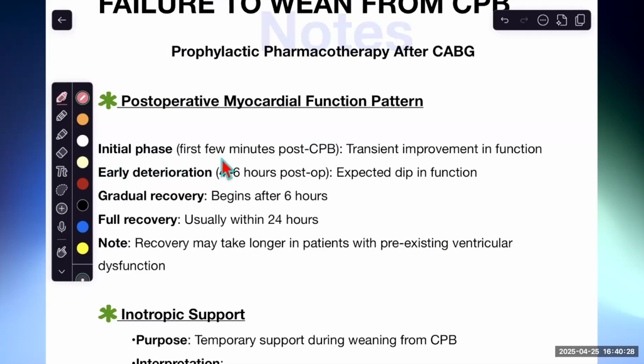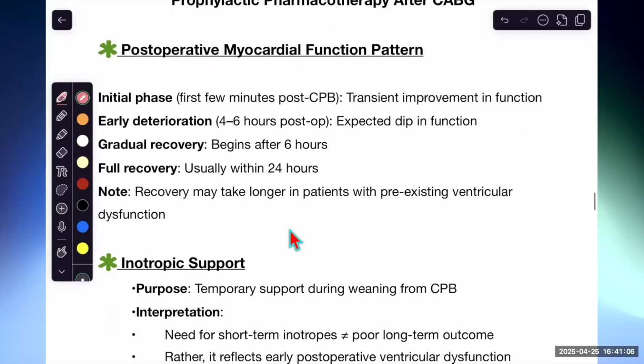After bypass, in the initial phase, the first few minutes post bypass, you have transient improvement in function. Then we have what we call the early deterioration. From 4 to 6 hours post-operative, expect a dip in function. Sometimes it's severe, sometimes it's very mild. But these are the phases. Then a gradual recovery begins after 6 hours, and usually the full recovery of the myocardium is within 24 hours, sometimes longer.